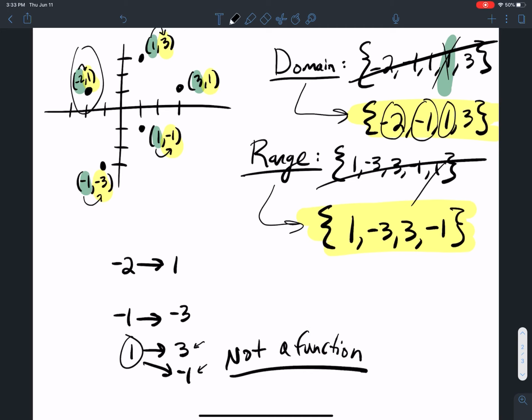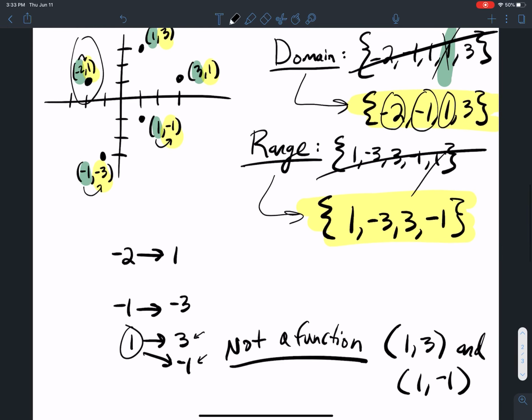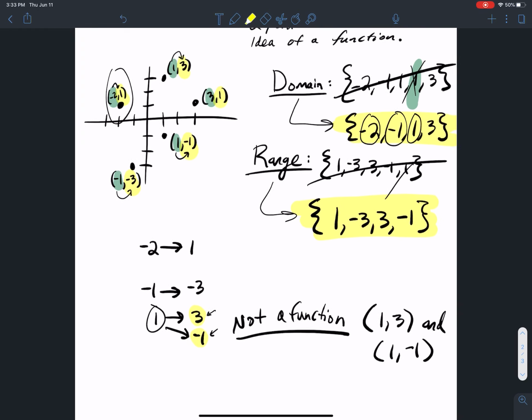Okay, not a function. So how do I say it's not a function? Because we have the points 1, 3 and the point 1, negative 1. Okay, so this would be an example where the x went to 3 and then it went to negative 1. So that's not a function.